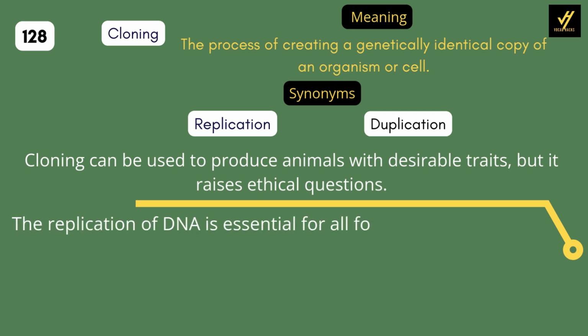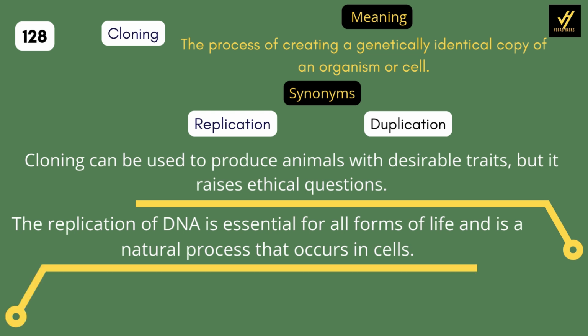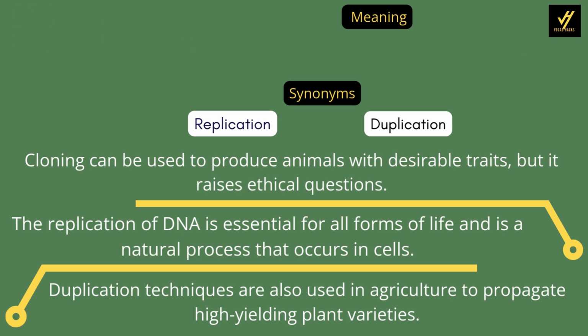The replication of DNA is essential for all forms of life and is a natural process that occurs in cells. Duplication techniques are also used in agriculture to propagate high-yielding plant varieties.